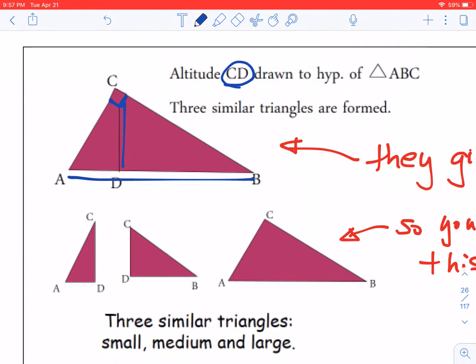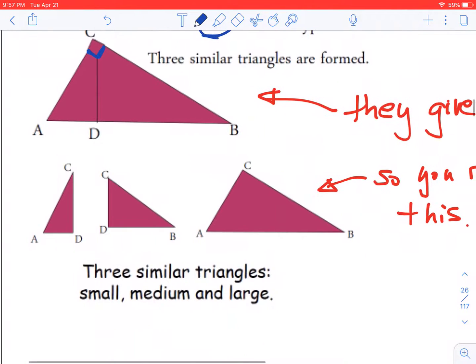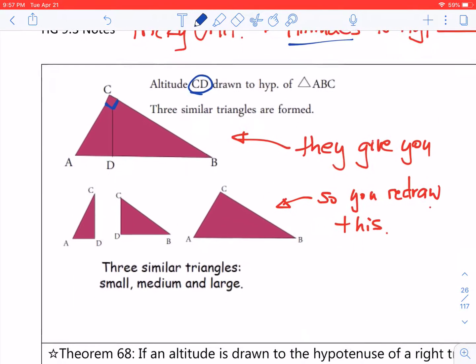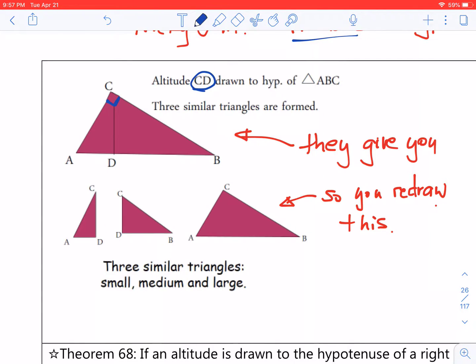When you do that, three triangles are formed, and we see them sketched out below there. And that's kind of what I would suggest you draw out. You don't need to draw all three of them all the time. I think two of them would suffice. But they give you similar triangles, and so you need to redraw them and to know which parts correspond with which parts.